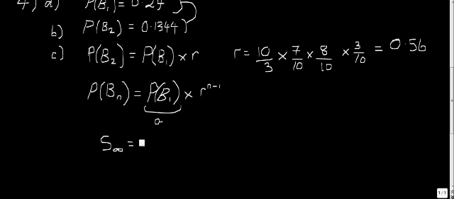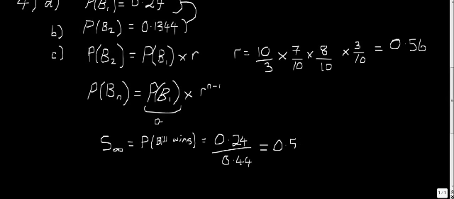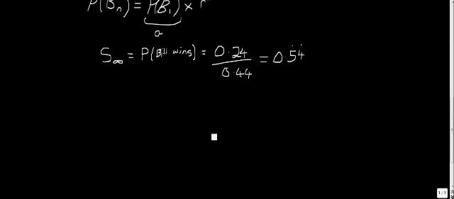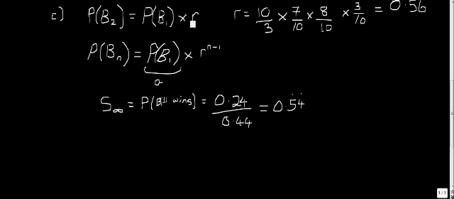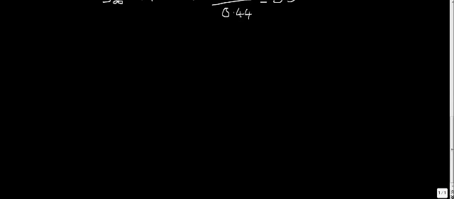equals the probability Bill wins. And this is quite easy now because we just do a over 1 minus r. A is 0.224 and 1 minus r is 0.44, and this comes out as 0.54 recurring. And that's C done. It was just seeing that you could do this with a geometric progression that gets you through it quite easily. If we take a new page now.